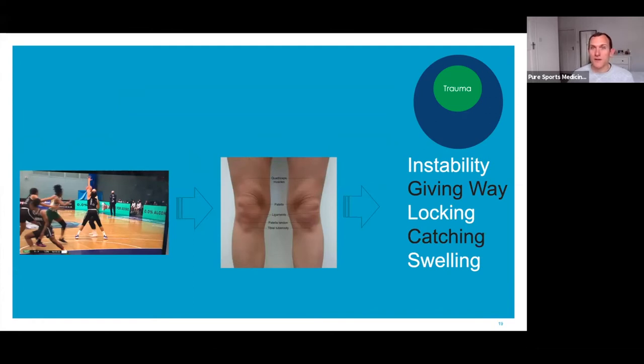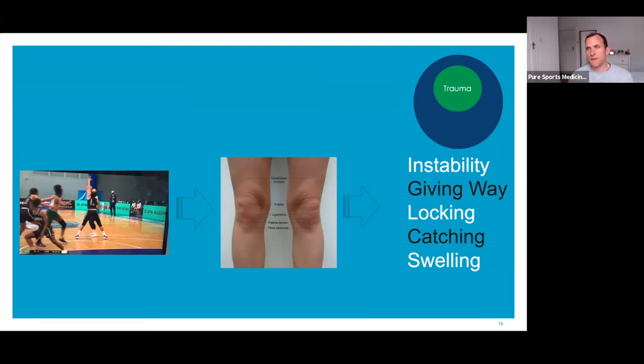But with trauma, the symptom, whilst it is painful, and obviously pain is often associated with that trauma, in some instances, the pain actually doesn't represent the most significant factor, the most commonly reported complaint or disability that's associated with that injury. Quite commonly, it's instability, or it's giving way, that sensation of the knee buckling from underneath as you're doing an innocuous task after having previously sustained an injury. Some may report locking or catching or swelling.